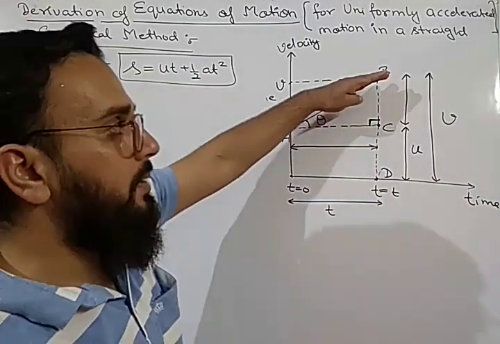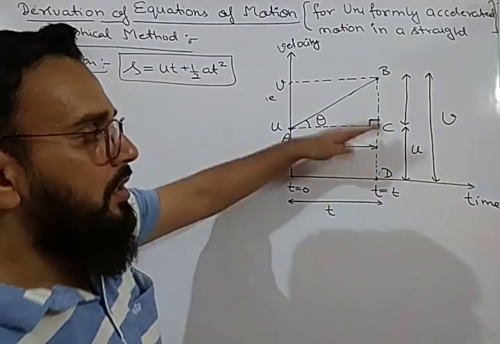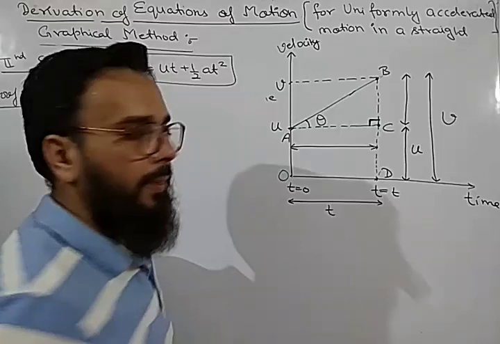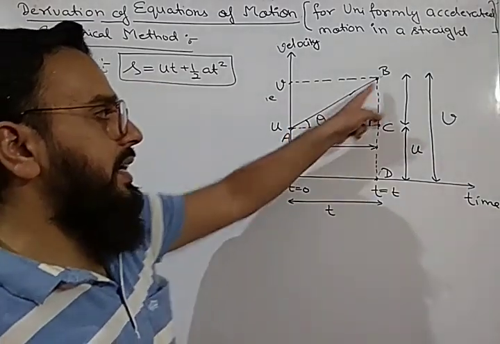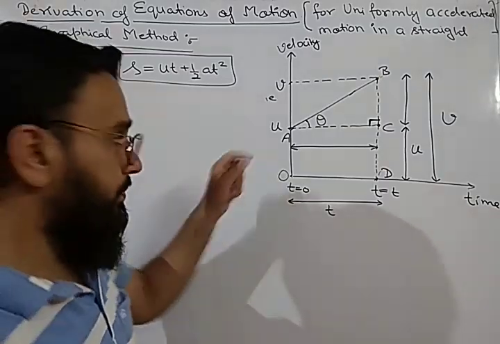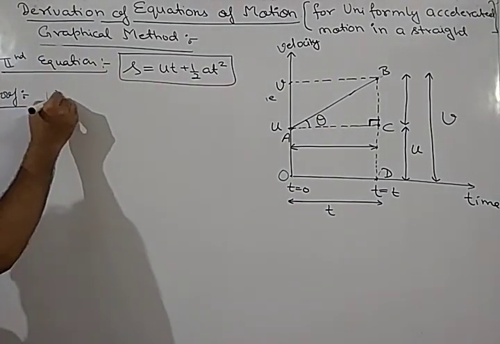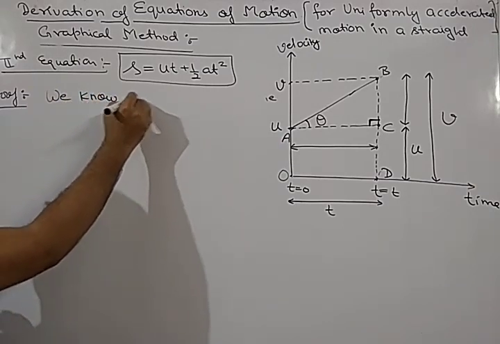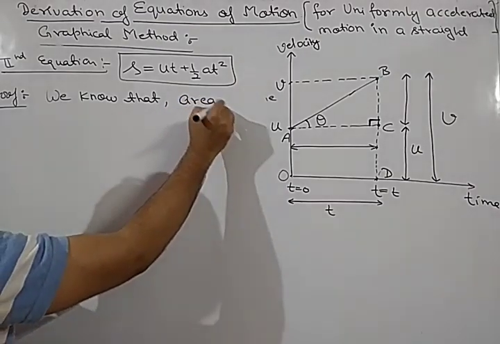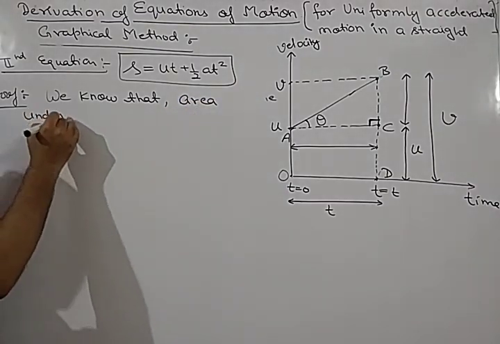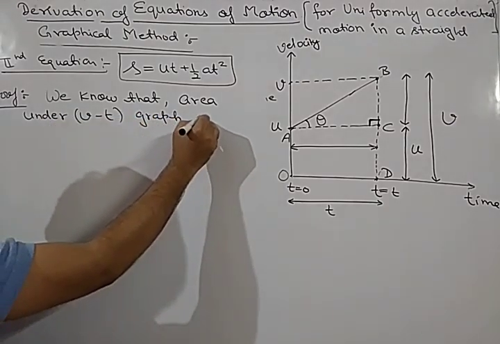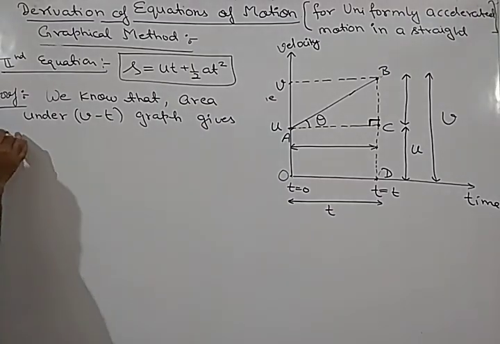Graph is only this particular line A to B. So we have to find the area below AB, which is like this figure A, B, D, and let us take it O. So figure is A, B, D, O, and which is forming a trapezium. Okay. So let us start. We will write, we know that area under velocity time graph gives displacement.